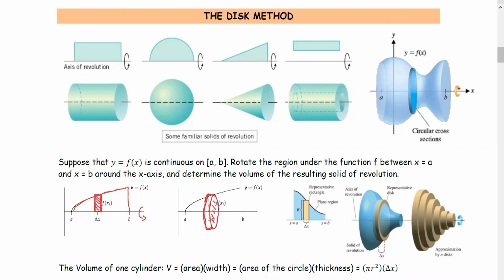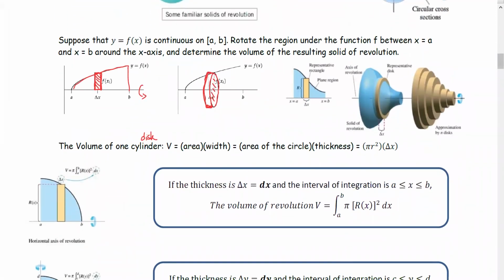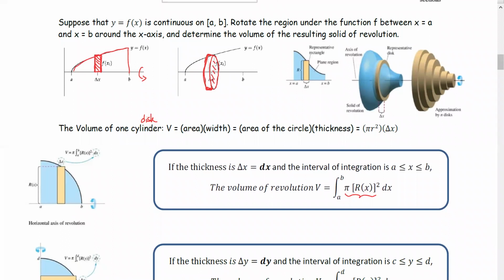The cross-sectional area is a circle, so the area is pi r squared. Therefore, the volume of one disk is pi r squared times dx, or delta x, as the thickness. If the thickness is delta x or dx, and the interval of integration is x equals a to x equals b, the volume of revolution V is the definite integral from a to b of pi times the radius as a function of x, squared, dx, where pi r squared is the area and dx is the width.